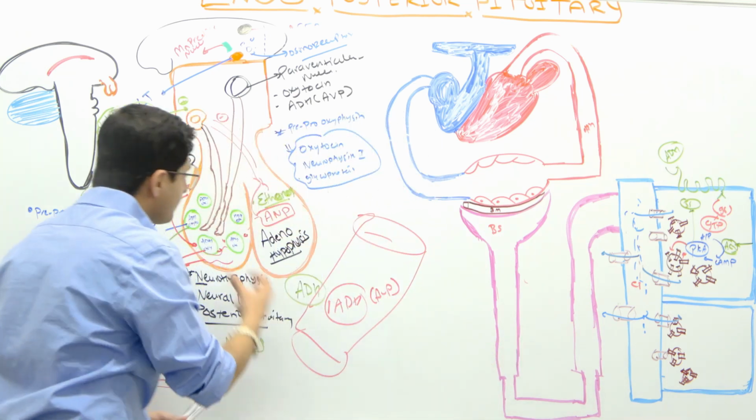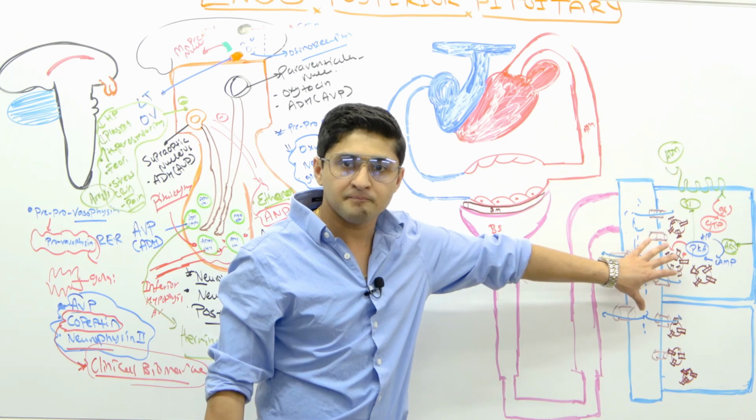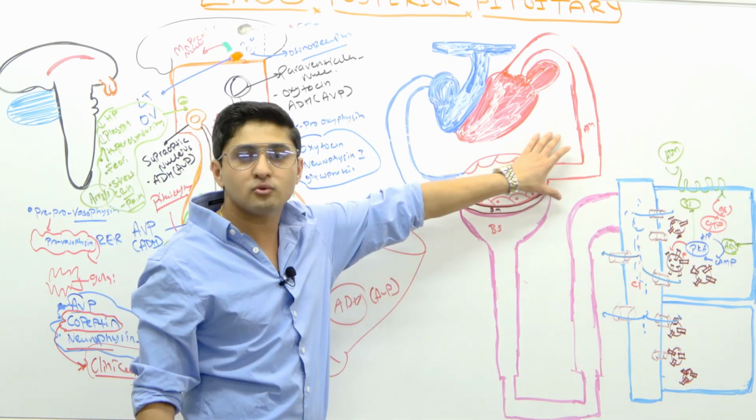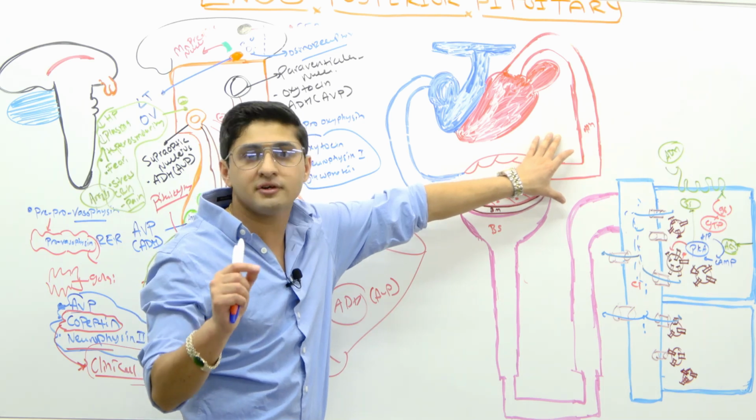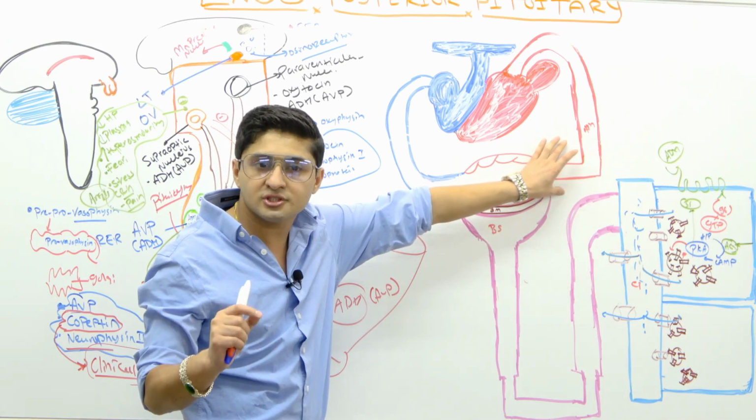Even a small amount of ADH secretion will do this. But remember, ADH not only has this function, ADH also works on the arterioles, where the smooth muscle cells are. It also does a constriction, like vasoconstriction.